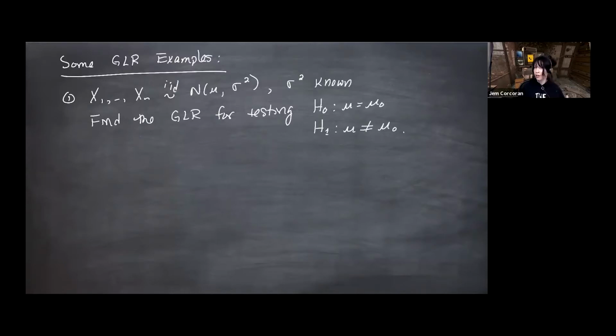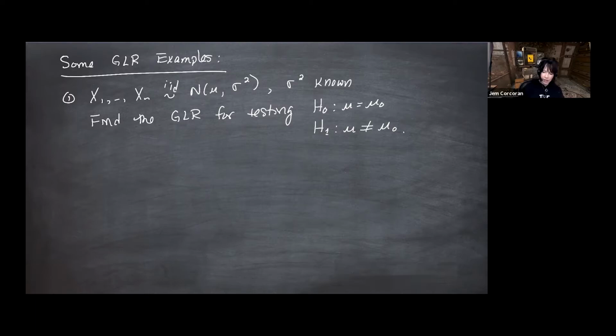So you would need a GLR to do a GLRT, and you probably want to do a GLRT in this case because we showed in this case that a UMP test does not exist. Because if you try to do the UMP, you fix a mu1 in here, and you'll get a test based on X bar, but it will have the inequality going one direction versus the other direction, depending on where you chose your mu1. So we saw that this does not exist as a UMP test. So we're going to try GLRT, but right now just the GLR.